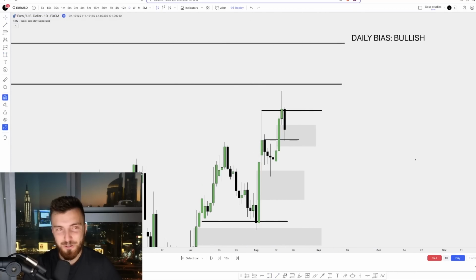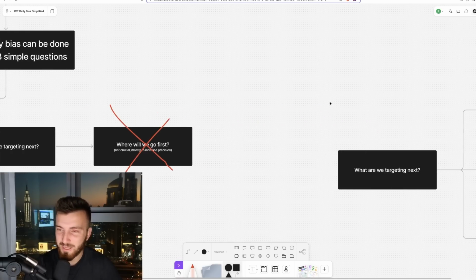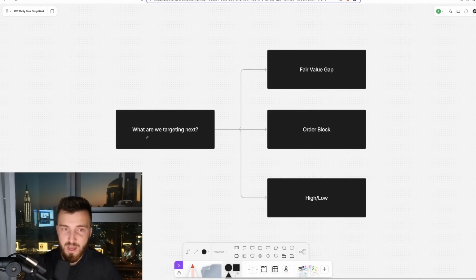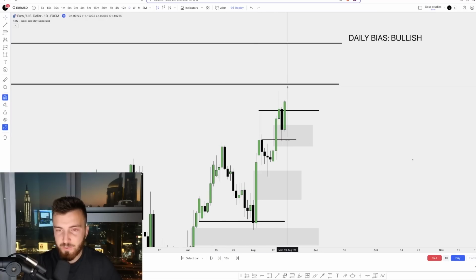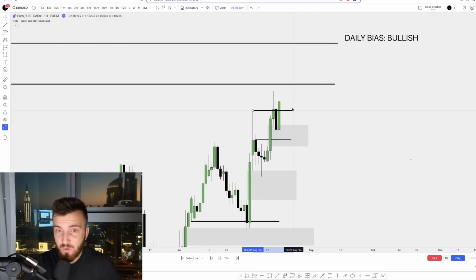So, you know what's funny? I can make this more complex, but I don't think you need to. But what are we targeting next? It's also possible to help you encounter trend moves, but I don't want to complicate this. So we target the order block and the fair value gap, and then we keep on breaking higher. So now, once again, the next target is going to be this high.